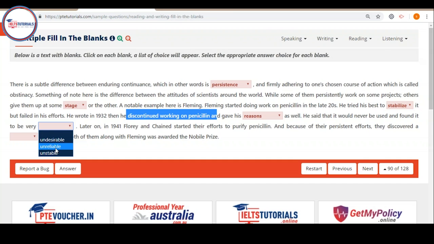Am I audible at this moment or not? Yes, Nafis is giving his answer. If I choose here plan, as Nafis said, they discovered a plan. You discovered a plan, this is the wrong collocation. Project, you discovered a project. Process, program, this is not a program, this is not a plan. You discovered a process to purify it. And you are done with the blanks. Next one.